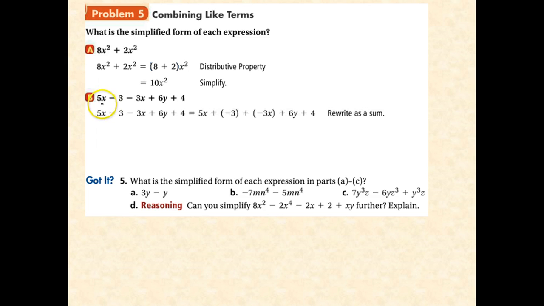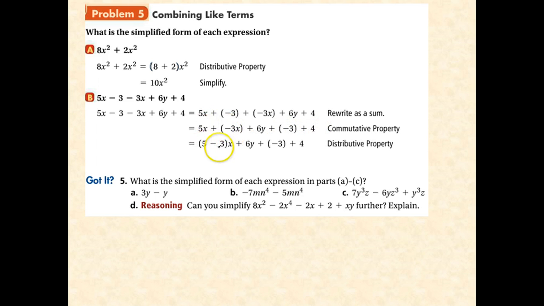How about this guy? So, if we rewrite it as a sum, remember subtraction is just adding the opposite. So minus 3 is plus negative 3. Minus 3x is plus negative 3x. Now we can use the commutative property to move the x's by the other like terms, and the constants are like terms. And we use the distributive property to put the coefficients together.